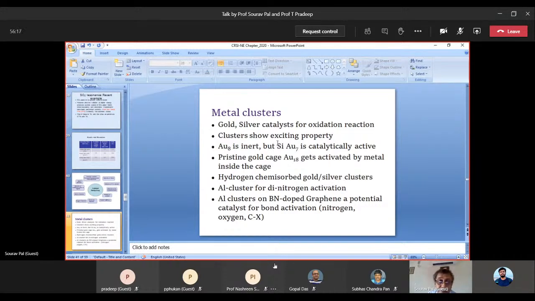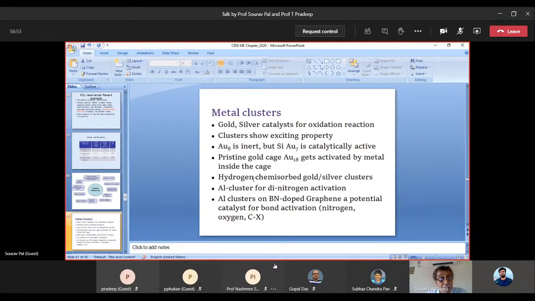Clusters, of course, show very exciting properties, because if you change one atom, the property of the cluster changes. So one of the important things that we looked at is, for example, 8-atom gold. Au8 is actually experimentally synthesized in gas phase, but this is fairly inert. But what is very interesting is that if you monodope this Au8 with a silicon, make it SiAu7, it becomes catalytically active. Similarly, if you have a pristine gold cage, Au18, it's not so active, but it gets activated if you put a metal inside the cage. And I'm going to show some examples.